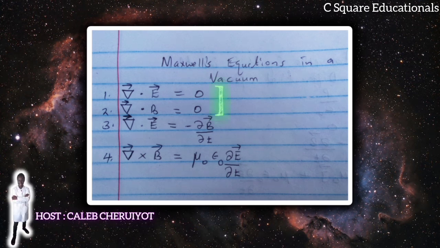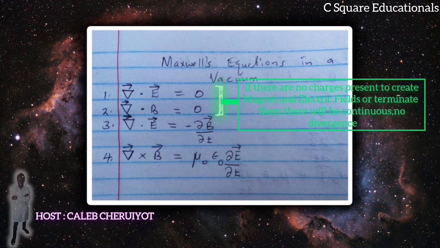The first and the second equations are the divergence of electric and magnetic fields. These two are telling us that if there are no charges present to create magnetic and electric field lines or terminate them, there will be no divergence. The fields will be continuous. They will not start or end. Astonishingly, Maxwell's equations, even in completely empty space, can define and allow the existence of magnetic and electric fields.